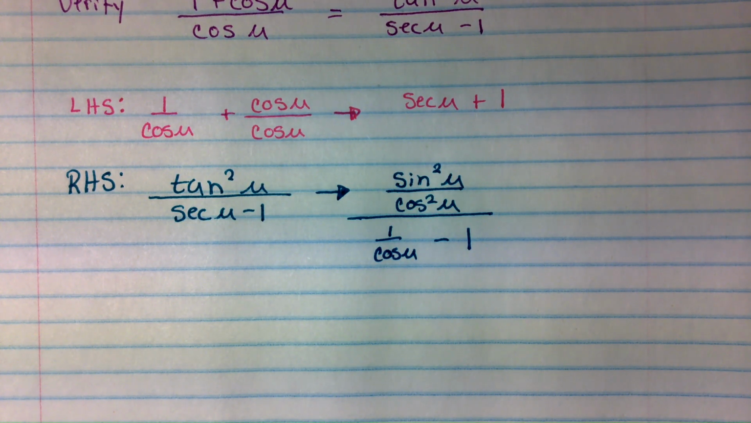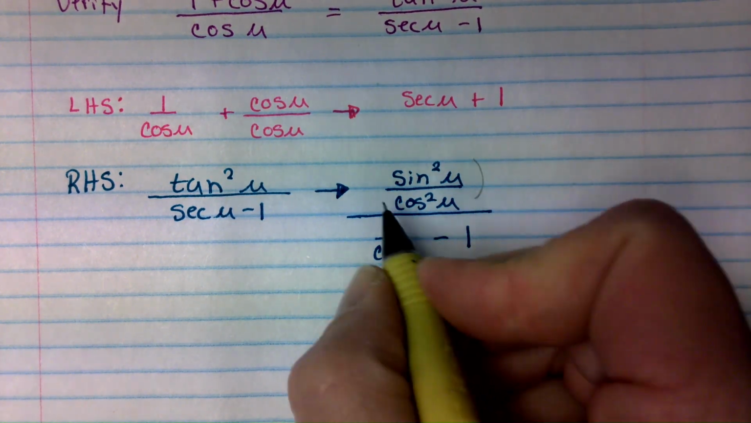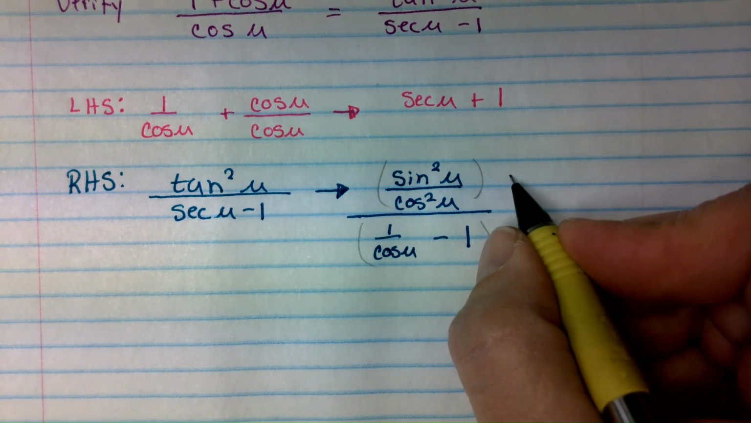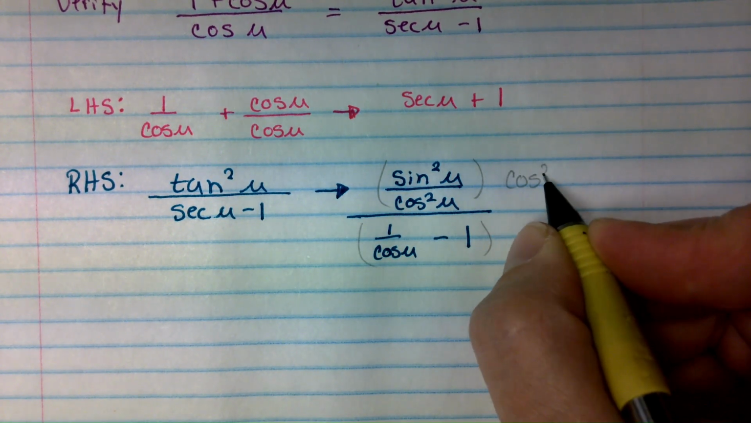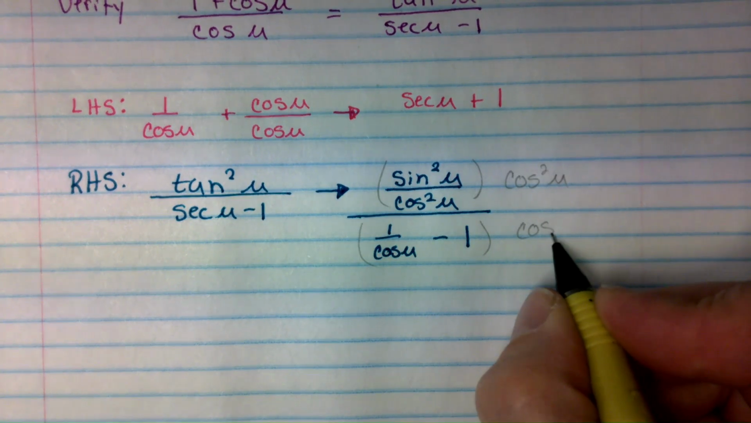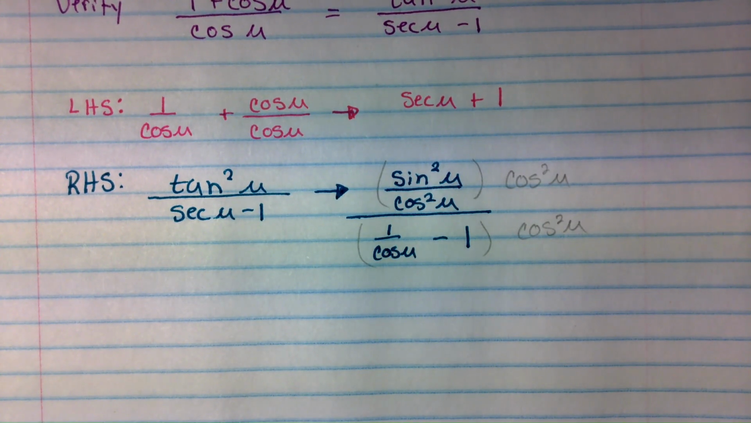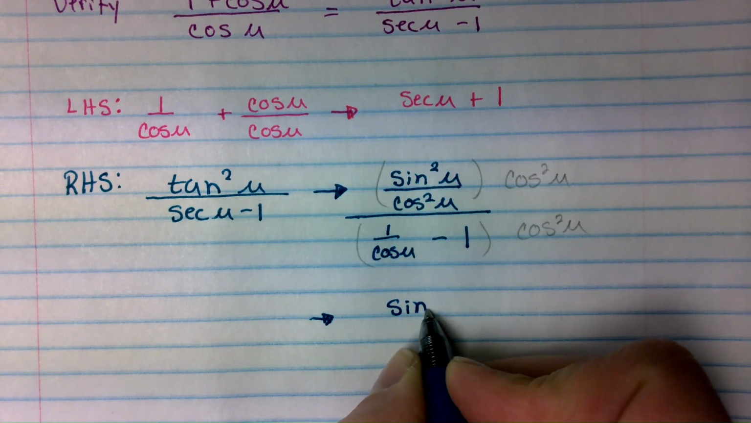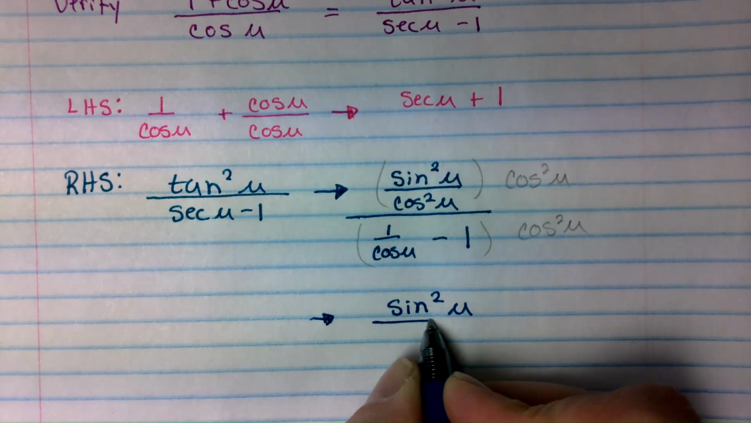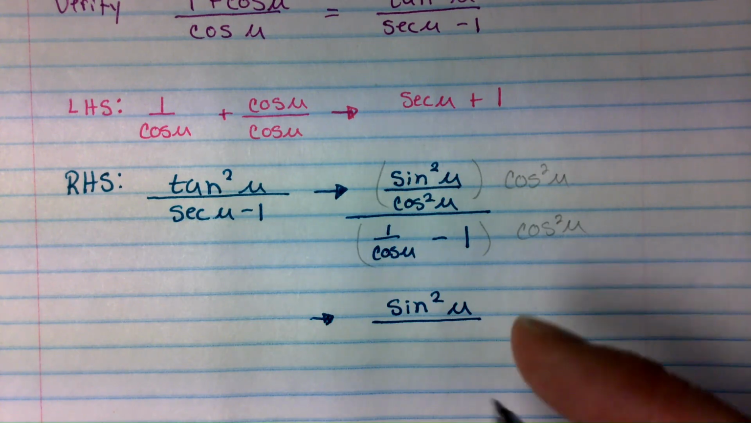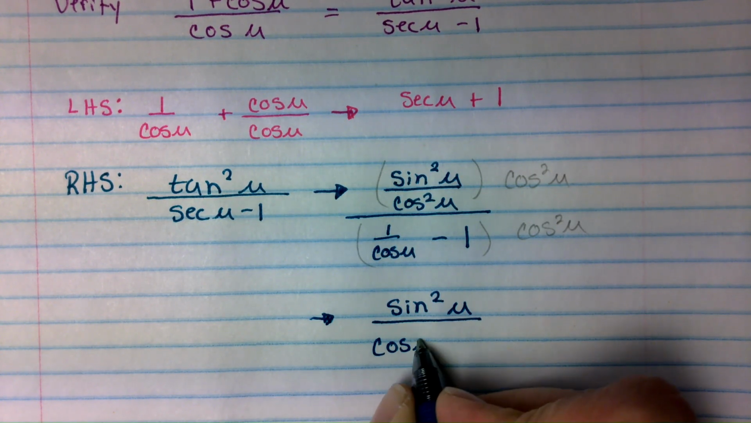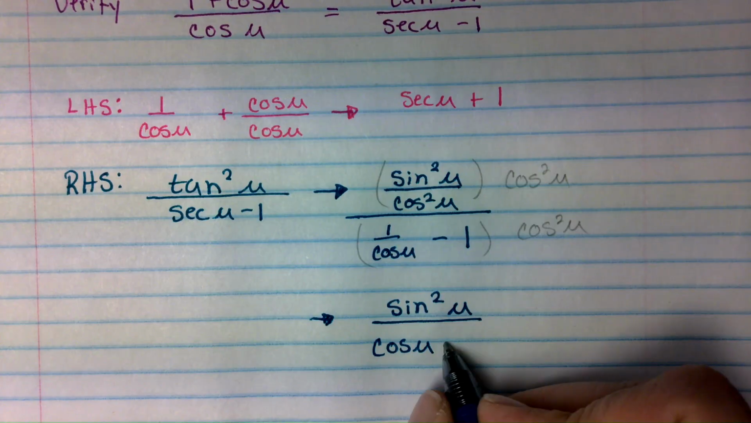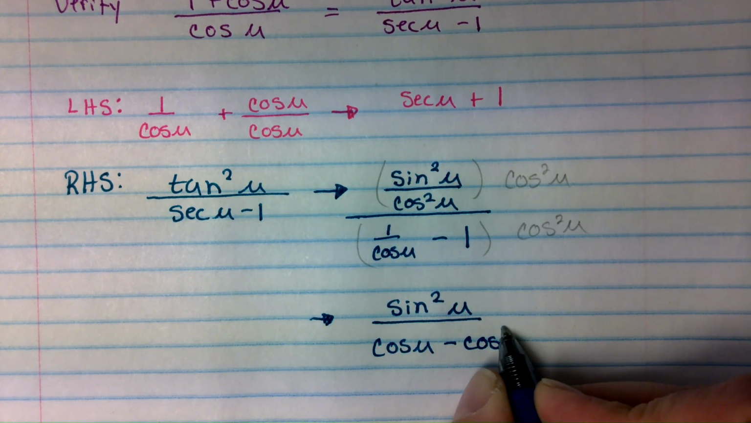And I'm not super fans of the double fractions. So to clear out double fractions, I'm going to go ahead and I'm going to multiply the numerator by cosine squared and the denominator by cosine squared. Now when I multiply the numerator by cosine squared, the cosines are going to cancel out, and I'm just left with sine squared. But I'm going to have to distribute on the denominator, so cosine squared times 1 over cosine would leave me with just cosine. And 1 times cosine squared would make that.